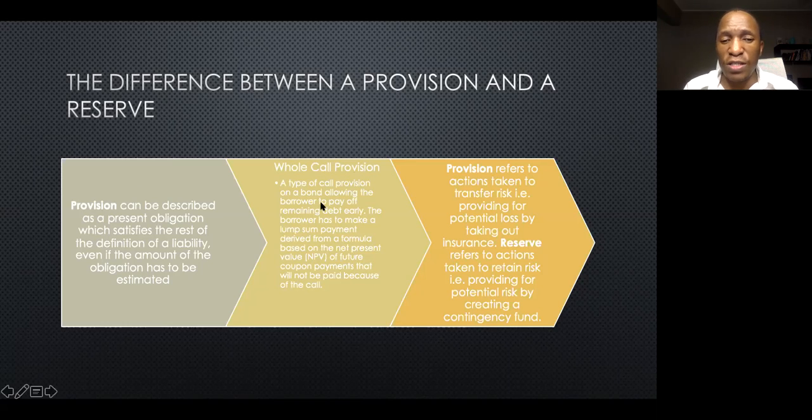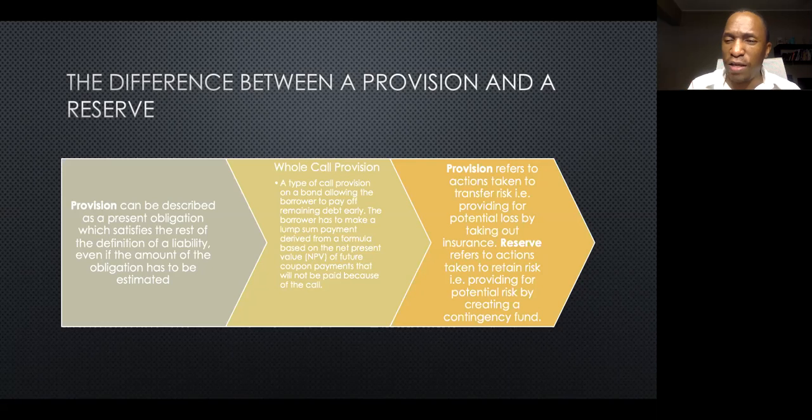Whole call provision, for instance, a type of call provision on a bond allowing the borrower to pay off remaining debt early. The borrower has to make a lump sum payment derived from a formula based on the net present value of future coupon payments that will be paid because of the call. So if a call provision, it means the company, the issuer of the bond, and you need to understand how the bonding system, it's a debt system, actually works. If you are borrowed a bond, you are a bond holder, right? But the company actually offers a certificate of a bond. Let's make an example. In fact, the perfect example is the government bond.